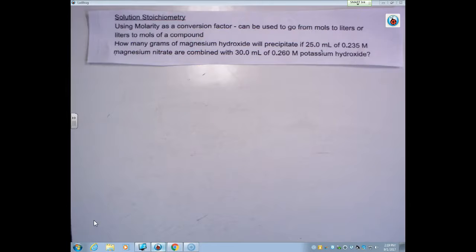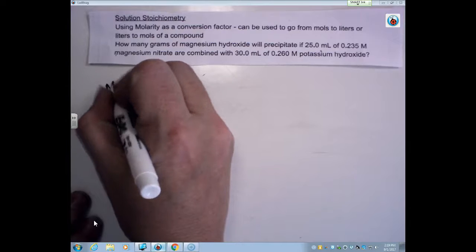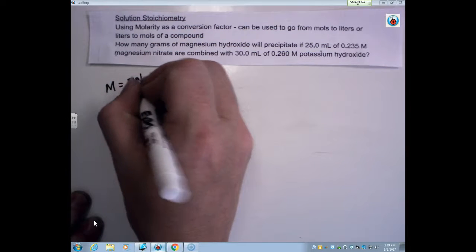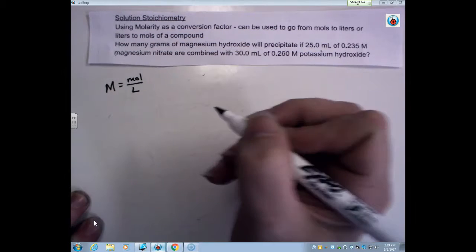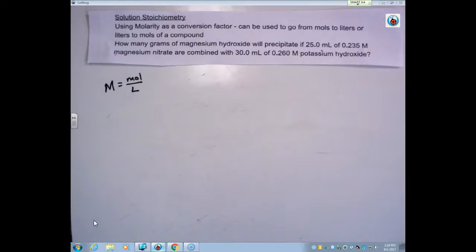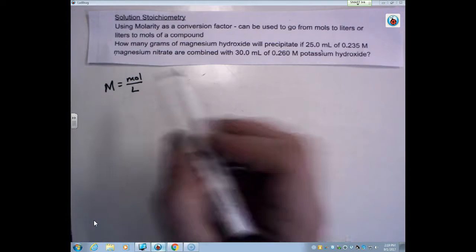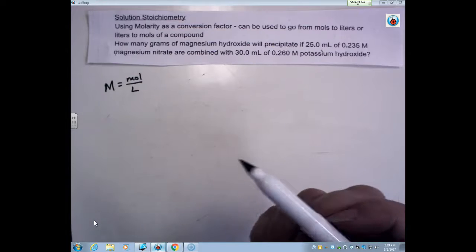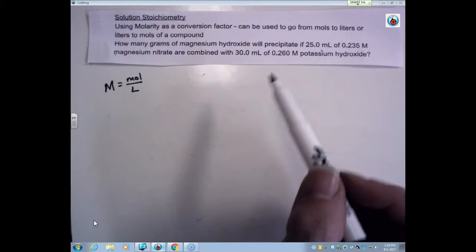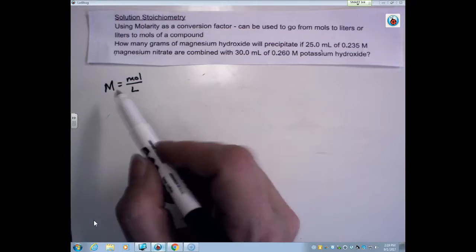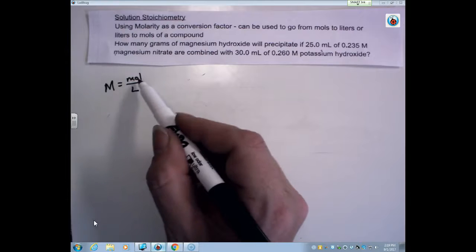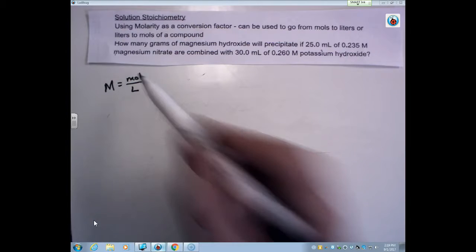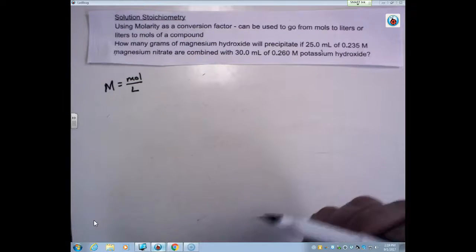Concentration would be in terms of molarity, or how many moles per liter we have. So molarity is equal to moles of solute over liters of solution. And so anything that has units like this is going to be a conversion factor. And just like we do with density, we can use molarity to convert from moles to liters or liters to moles, as long as we know its concentration.